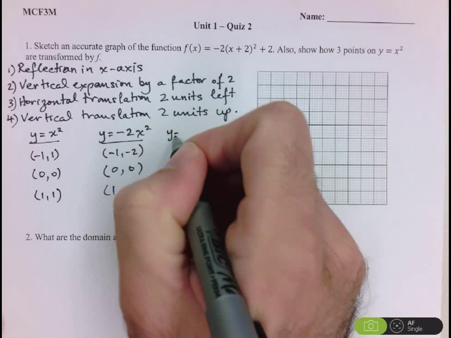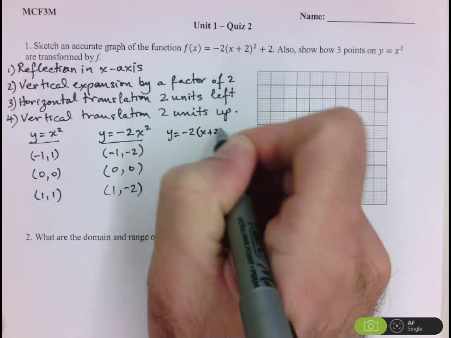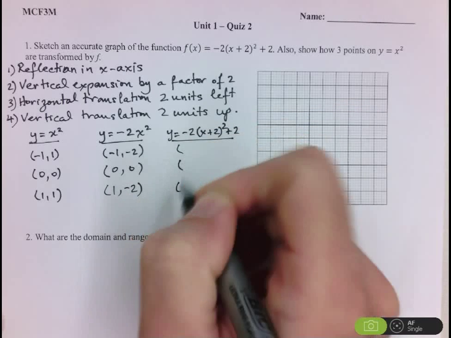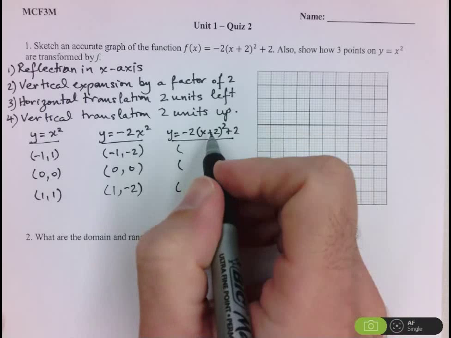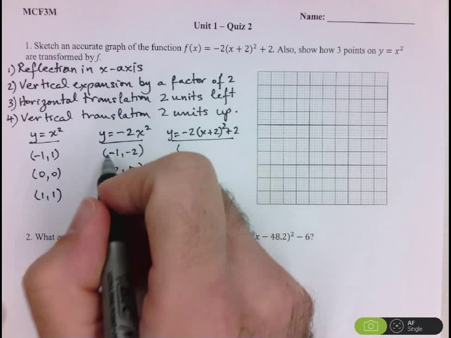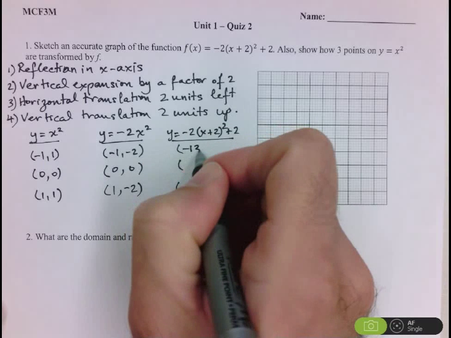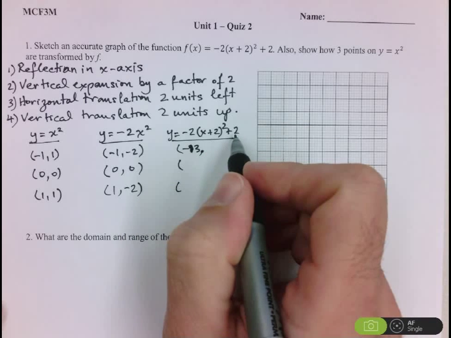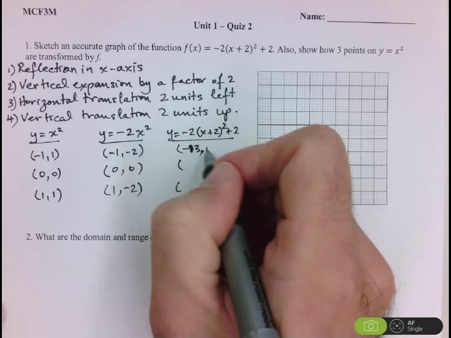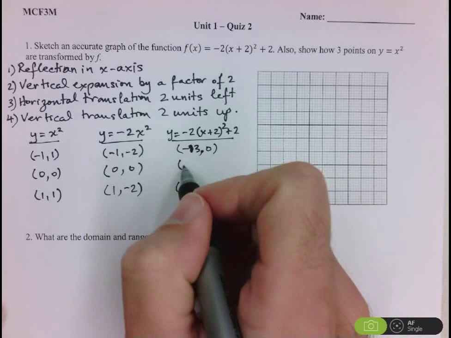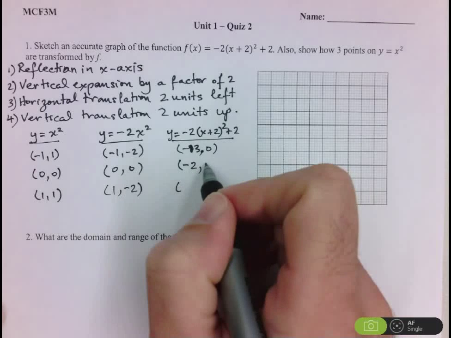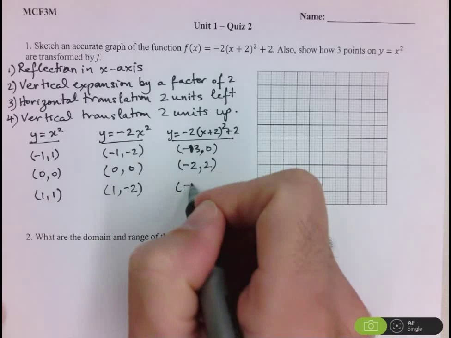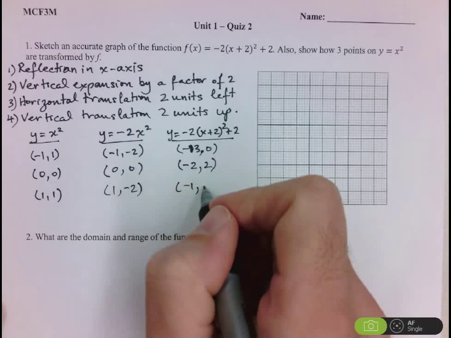And now I'll finally bring in my translations. So remember here, opposite effect on the horizontal one. So here I'll be subtracting 2 from the x value. So negative 1 minus 2 is negative 3. And here I'm going to be adding 2 to the y value. So negative 2 plus 2 is 0. Here, 0 minus 2 is negative 2. 0 plus 2 is 2. Here, 1 minus 2 is negative 1. Negative 2 plus 2 is 0.